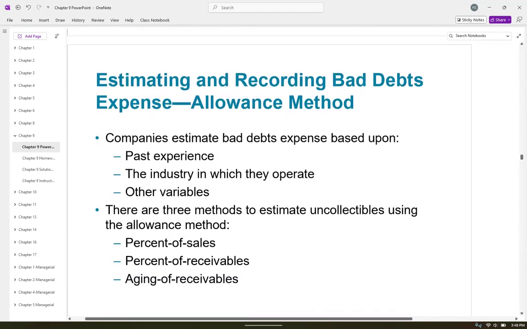So now, how do these companies come up with these estimates? Past experience, the industry in which they operate, and there are other variables. But basically, what's happened in the past? Which number in the past has been a more reliable number? That's the one you want to use. Because I could argue any one of these, but if you can get a number that is the most reliable, that means your financial statements are as correct as possible, even with some estimates going on in there.